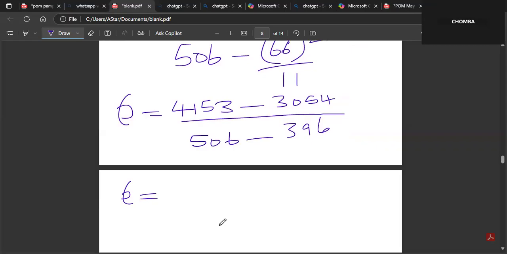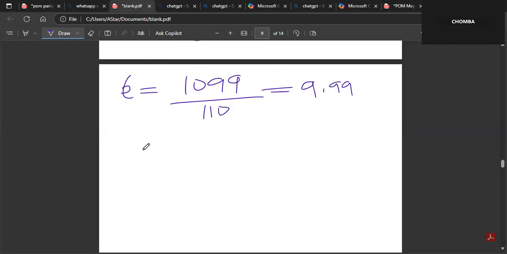So this is 1099 over 110. It's giving us 9.99. So our beta is 9.99090991.